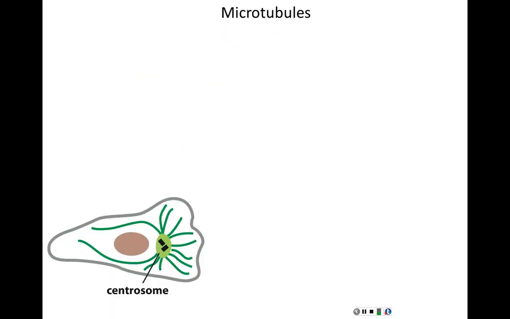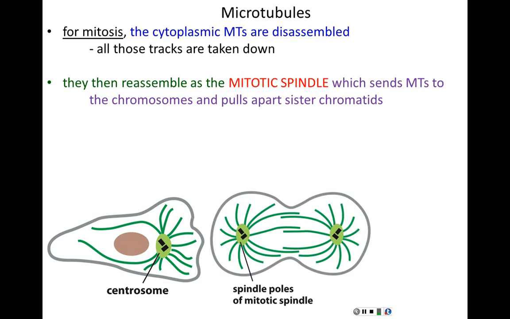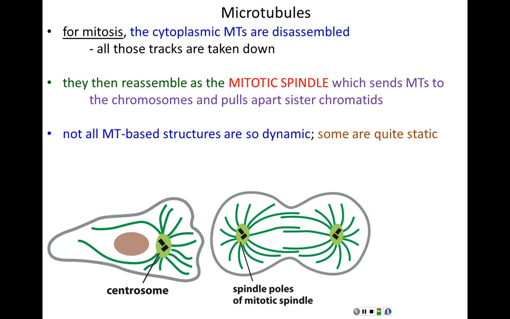So we have our centrosome, the point of origin of our microtubules, and the microtubules come out of that centrosome. For mitosis, the cytoplasmic microtubules are actually disassembled, completely taken down. All of those tracks for cellular transport are removed, and then those tubulin subunits, the building blocks of microtubules, are reassembled into new microtubules that make up the mitotic spindle. The mitotic spindle sends microtubules out to those chromosomes and pulls apart the sister chromatids during mitosis.